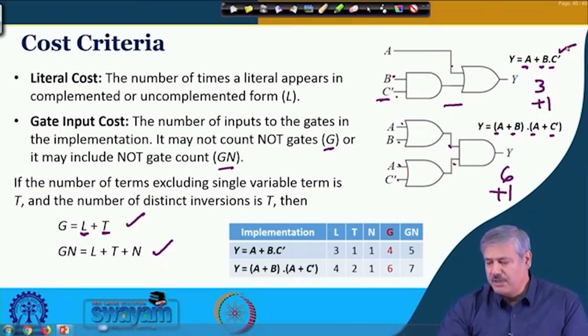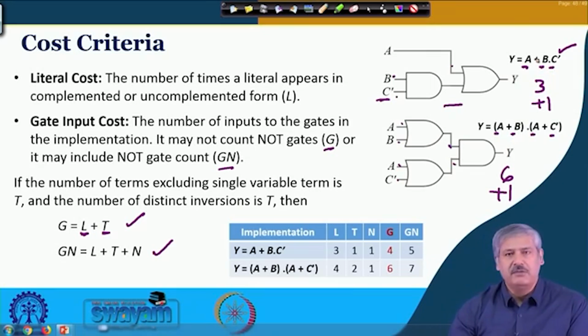So, in this example, without looking at the gate, the literals are 3: A, B, C prime, and the number of terms excludes the single variable term. This is a single variable term, which we have to exclude. So, the number of terms is only 1. So, 3 plus 1, 4, is the gate input cost without NOT gate count. Is it fine? Right. And we can count here 1, 2, 3, 4 gates are there, 4 gate inputs.